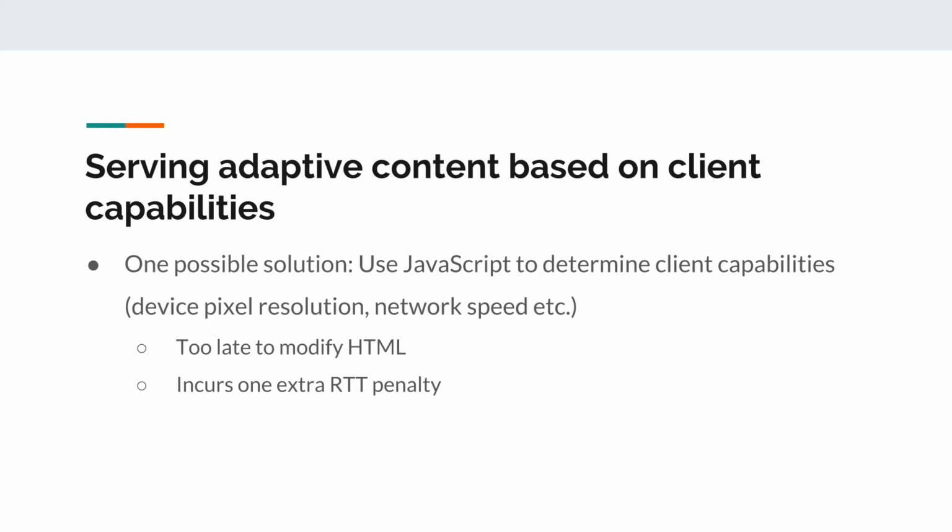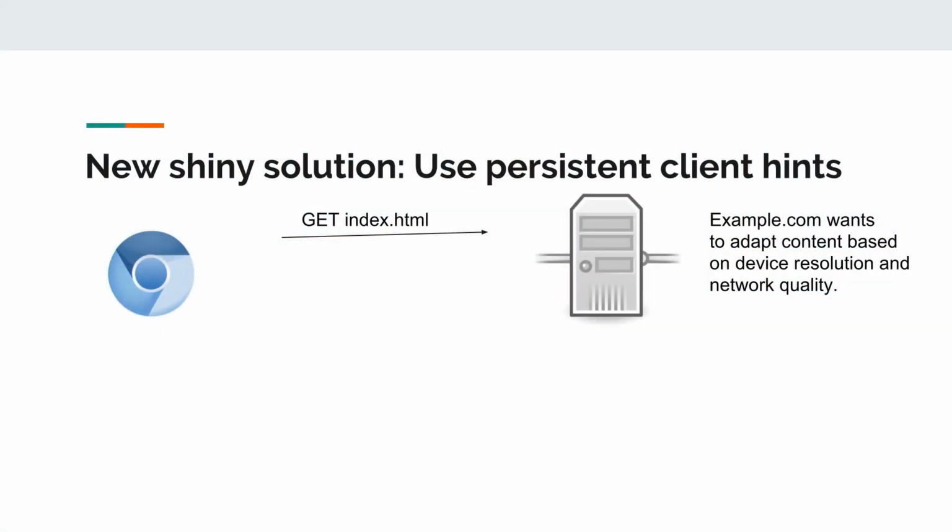But if you use JavaScript to do this, it's too late to modify the HTML, and more importantly, it incurs a penalty of 1 RTT, which is not good. So here's our new shiny solution, persistent client hints.